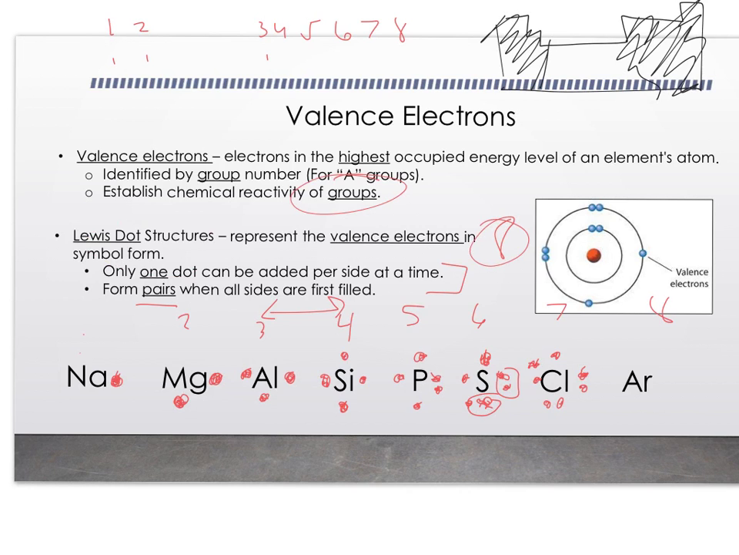And then, obviously, group number 8, we're going to have 1, 2, 3, 4, 5, 6, 7, 8. So now we have 4 sides with 2 electrons, so we have a total of 4 different pairs. Later on, when we start going into bonding, there's a big difference between the side that has pairs and the side that doesn't have a pair.